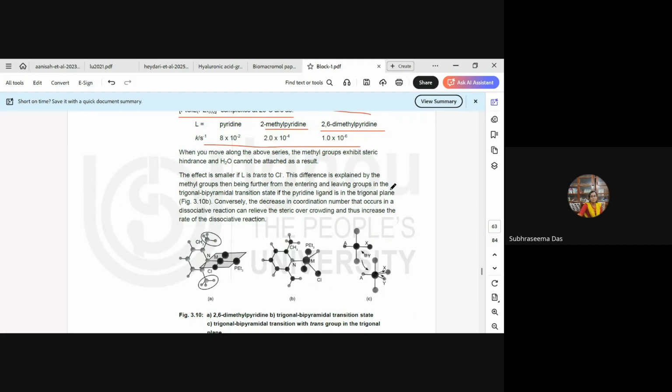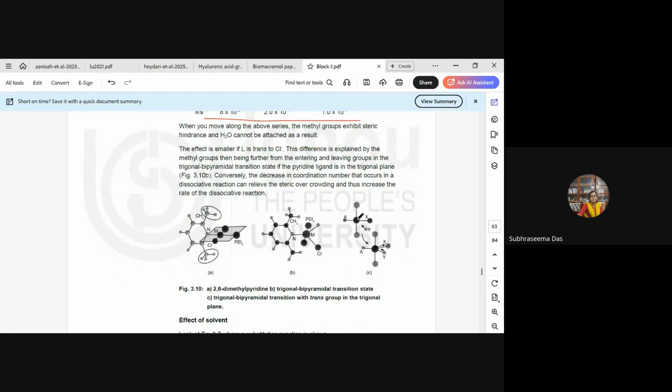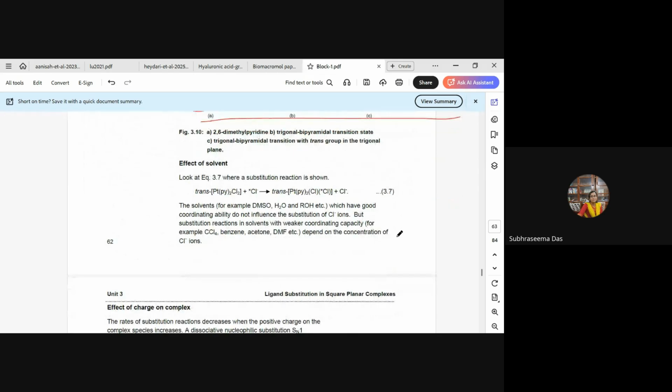The effect is smaller if L is trans to chloride. The difference is explained by the fact that the methyl groups are further from the entering and leaving groups in the trigonal bipyramidal transition state if the pyridine ligand is in the trigonal plane. So here it has been explained how the 2,6-dimethyl pyridine trigonal bipyramidal state relates to the trans effect, and how the steric hindrance affects the rate of the reaction.